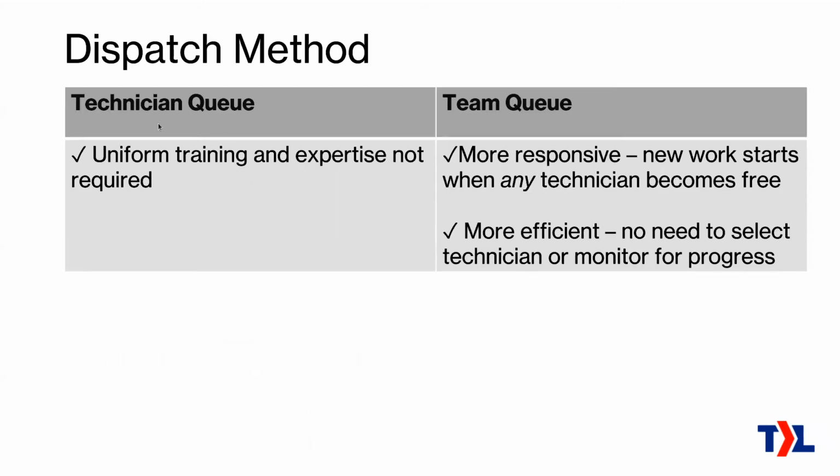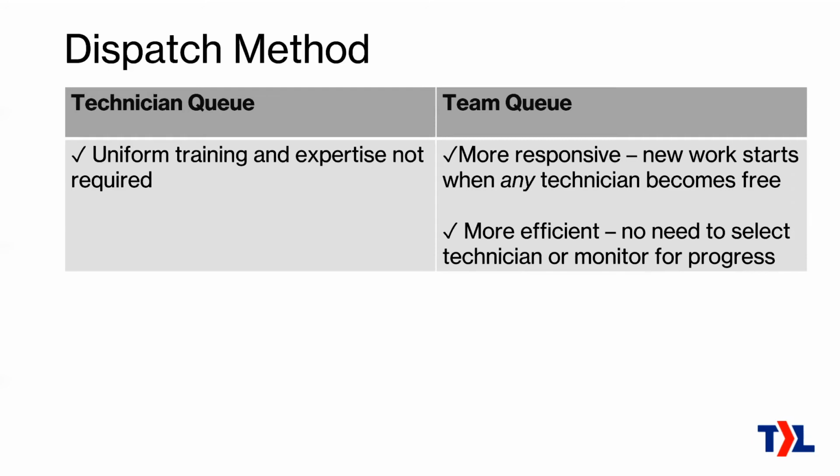The technician queue, the benefit is that you can assign work to the engineers based on the nature of the work, so that you don't have to have uniform training and expertise in your team. Meaning, if a ticket comes in and it can only be done by some senior engineer, you're free to assign that work to the senior engineer. When work comes in for a junior engineer, you can assign it to a junior engineer. So you don't have to have uniform expertise in your team.